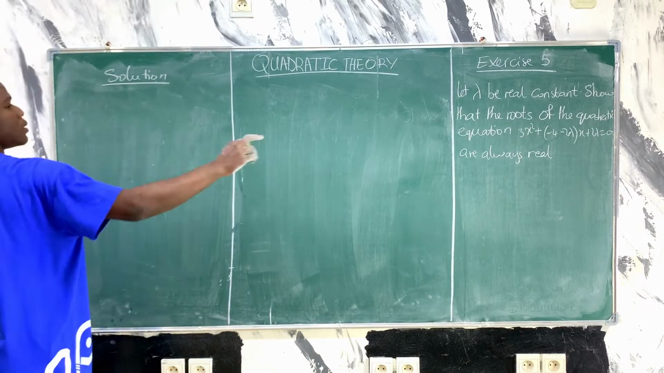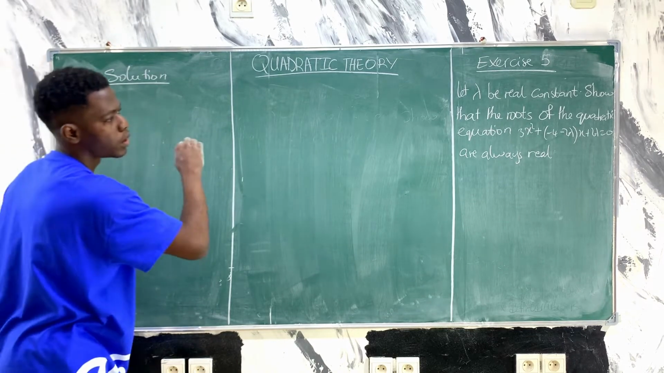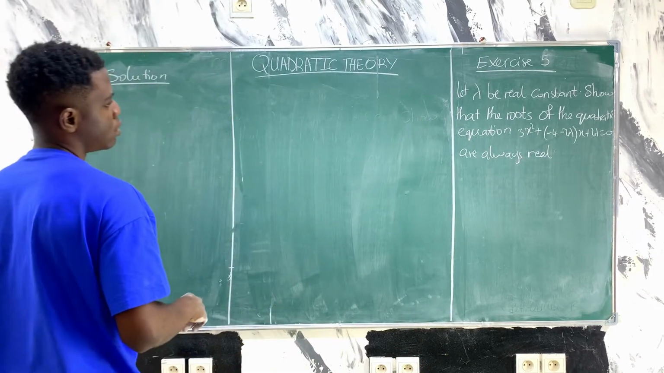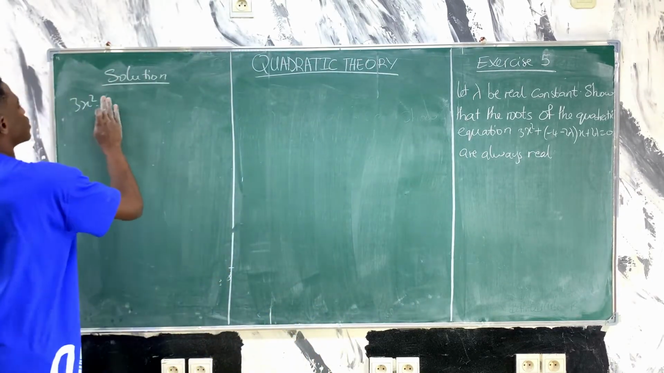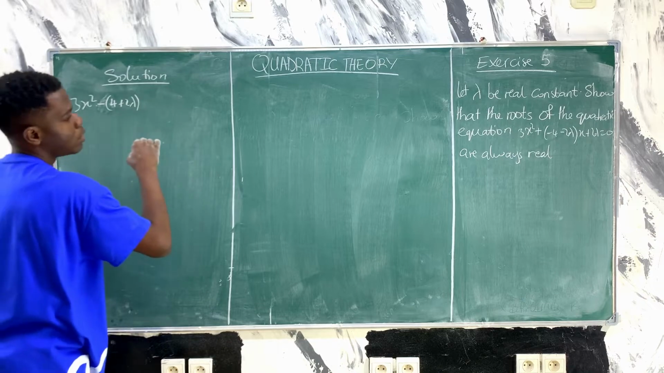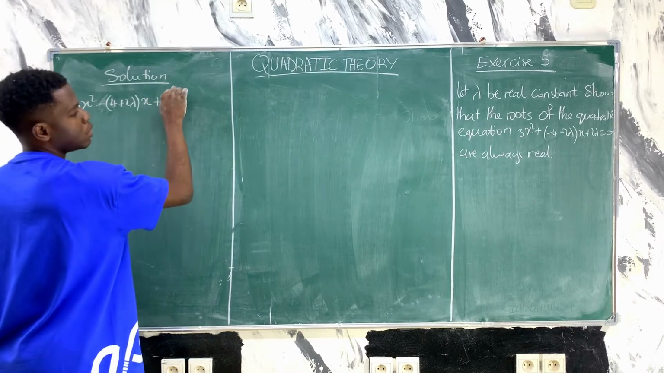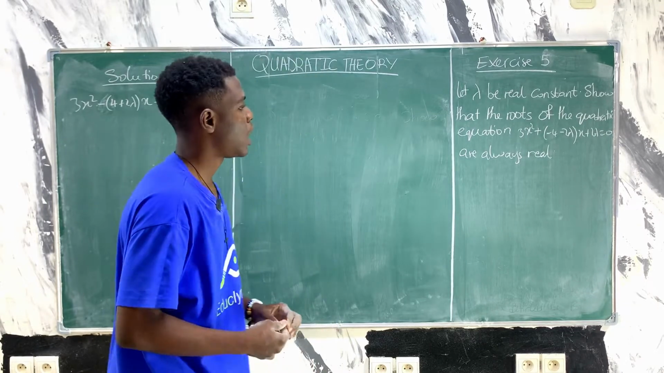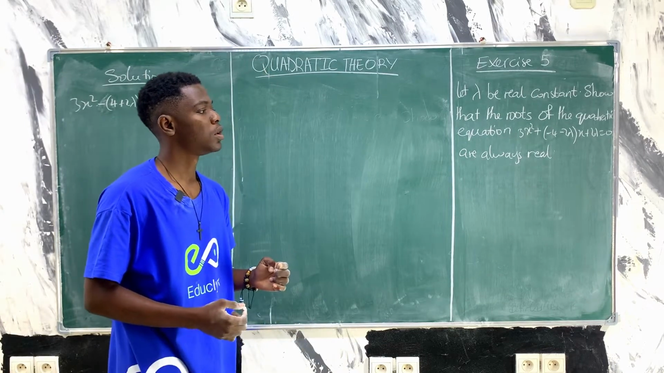So let's copy back the equation. 3x squared, I could just put minus outside, correct? Yeah, just put minus outside. Minus (4 plus 2 lambda) x plus 2 lambda is equal to 0. Okay, so they're asking us to show that the roots of the quadratic equation are always real.